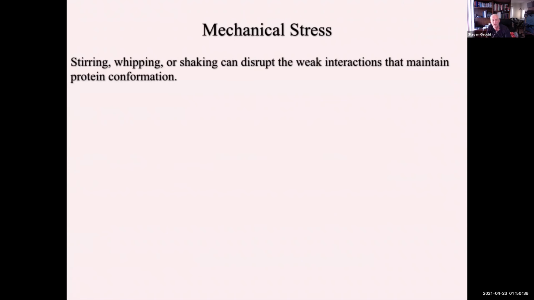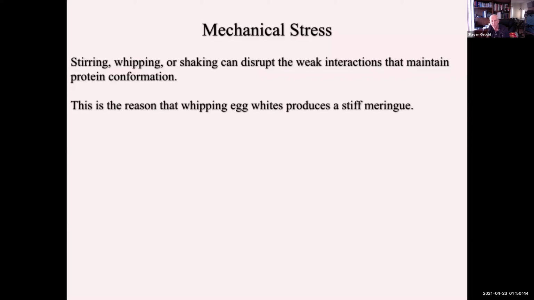All right, we can also have mechanical stress. We can break them down by force. Stirring, whipping, shaking can disrupt the weak interactions that maintain protein conformation. This is the reason that whipping egg whites produces stiff meringue. You're taking the egg whites, which are a liquid, and all you're doing is beating them up, right? With a whisk. And that makes a meringue.